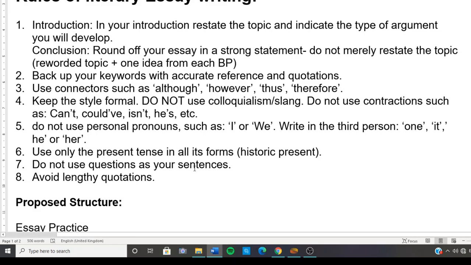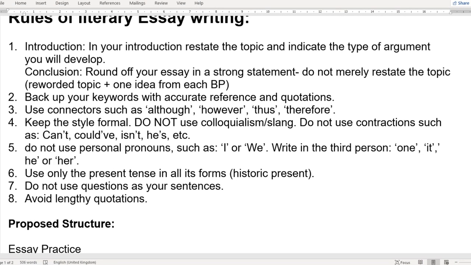Okay, and then 7, do not use questions as your sentences. Although rhetorical questions do have a purpose in writing, in academic writing we do not use rhetorical questions. We do not want the reader's thoughts on the matter. We rather would like to focus on what your thoughts are on the matter. So looking at what you want to get out of this essay, what are your thoughts on the topic? So you don't include questions in your sentences.